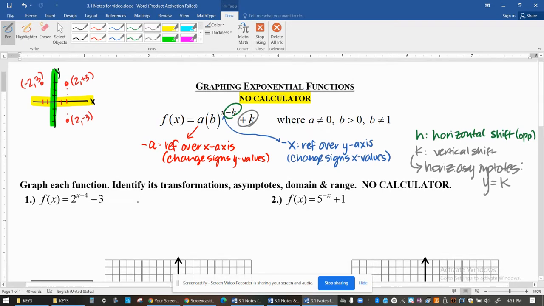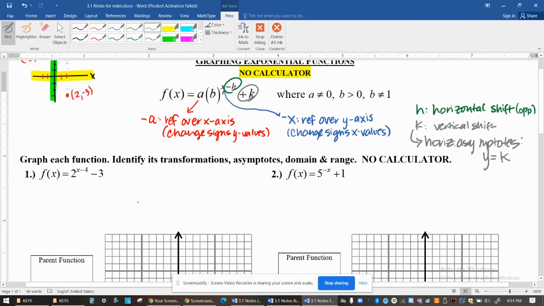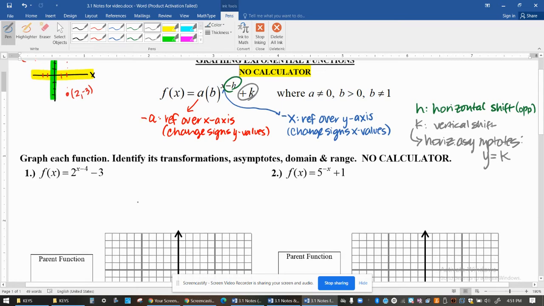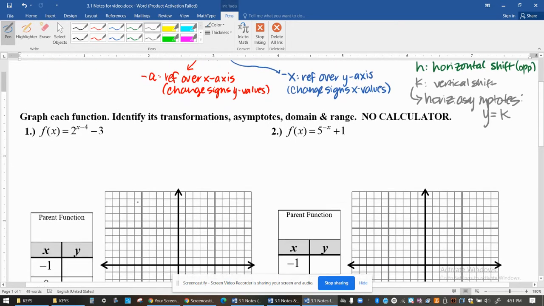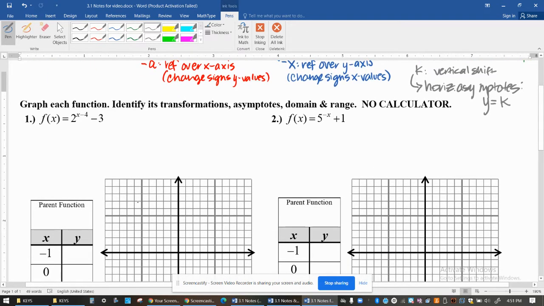Okay, now for all of these functions, what we're going to ask you to do is identify the parent function. So we're going to ignore all of the transformations and reflections at first when we start doing our table of values. And then once we have those basic points, we can plot them once we move the origin. So again, this is very much related to the lessons that we learned in semester 1. Okay, first things first.